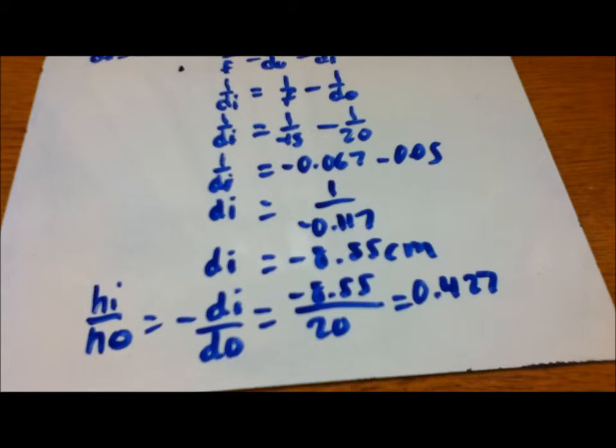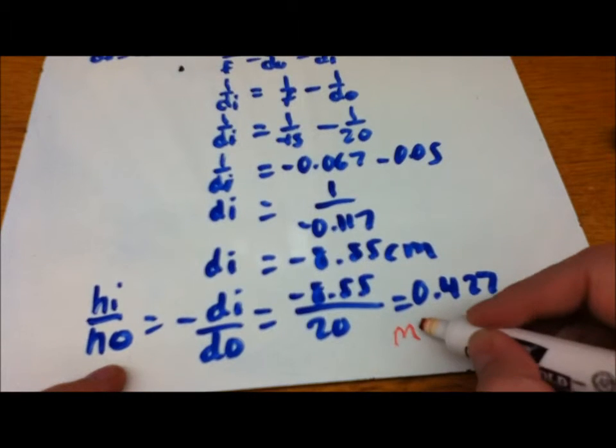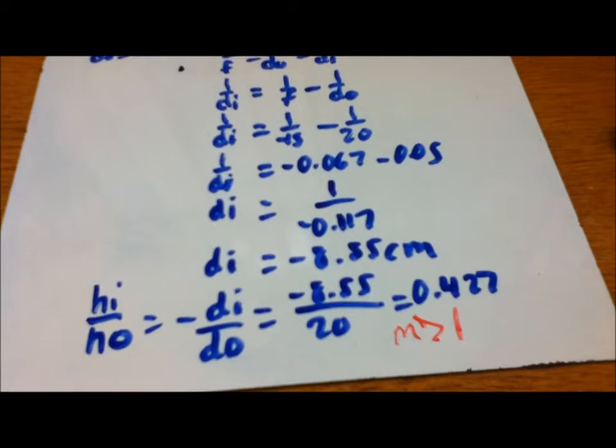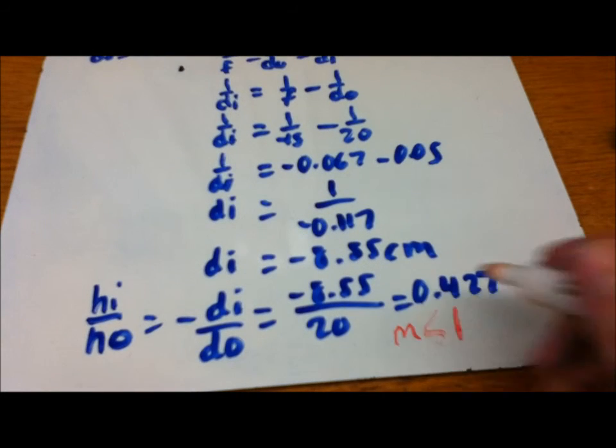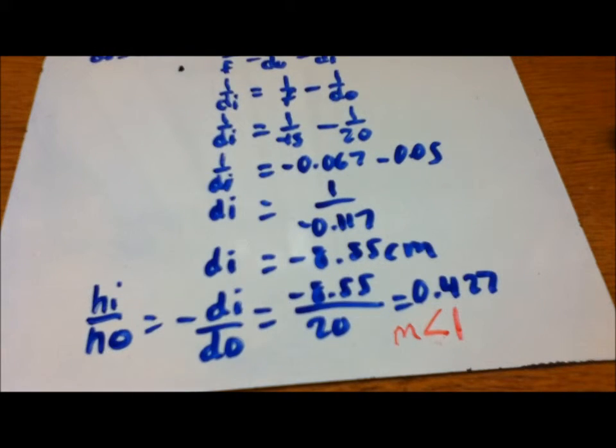Then the last part of question B asks, is the image larger or smaller than the object? Well, you'll notice that our magnification here, that answer is less than 1. If the magnification was 1, then that would mean the image is the same size as the object, but it's less than 1. Sorry, I've written that wrong. M is less than 1. So that means the image is going to be smaller.